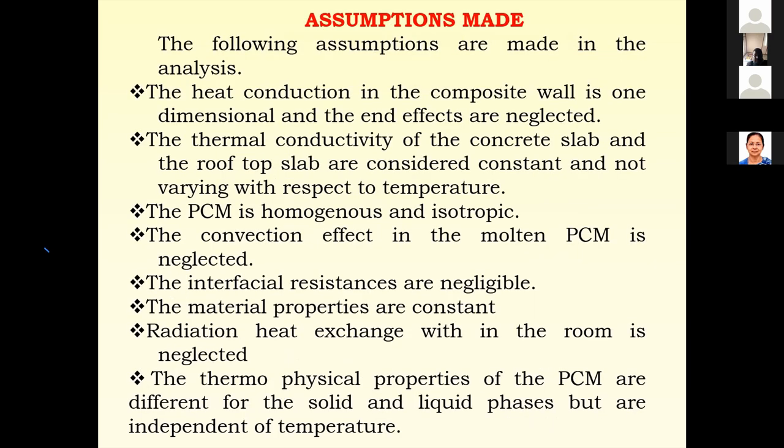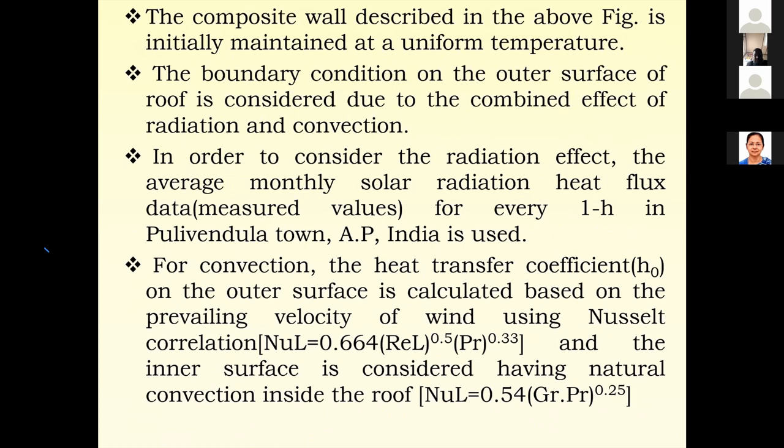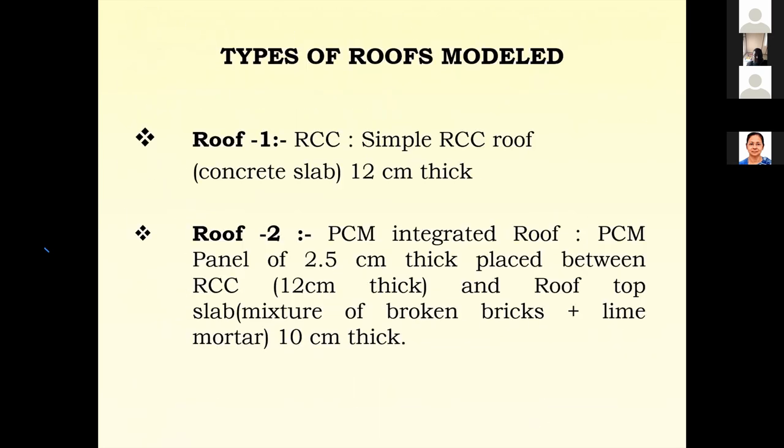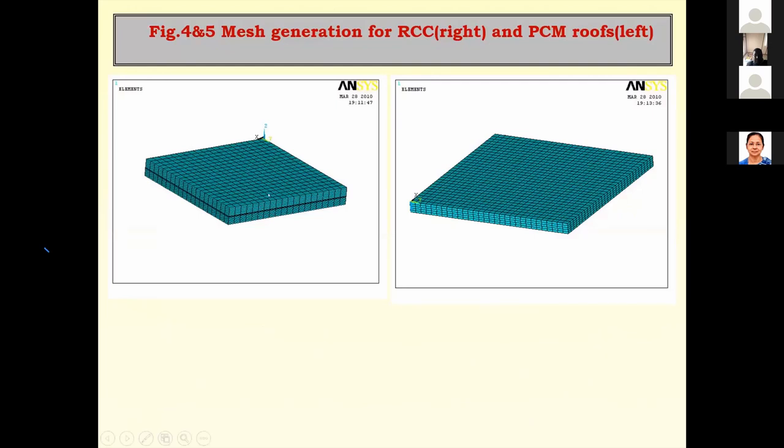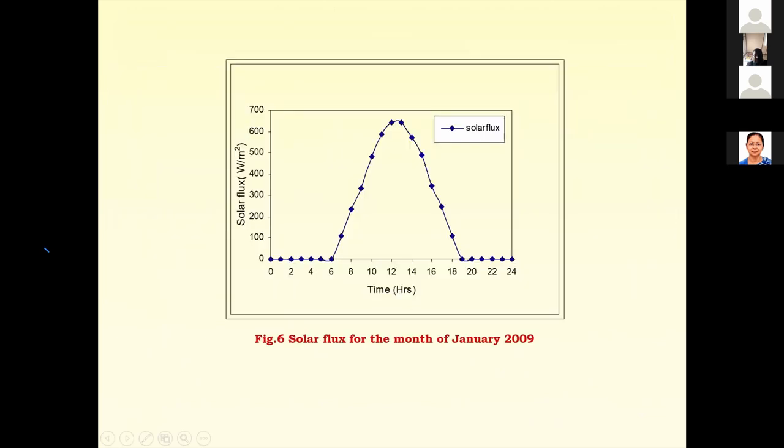Now, I will show you the results here with the ordinary roof, and these are the models that are done using ANSYS. This is the simple RCC roof, and this is the PCM integrated roof. For this, the data taken is the solar radiation data for the selected area. Now, as you can see in this graph, the radiation is increasing only during part of the day. So that heat flux you can see. That is a major cause of rising temperatures on the building walls and roof.